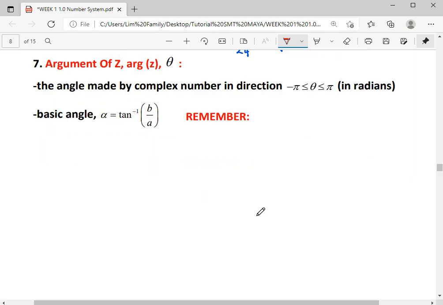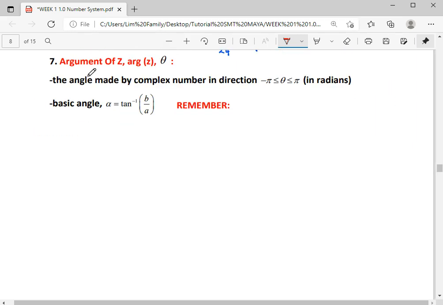Now we're going to look at angle. Before we look at the angle, you must know how they calculate their angle. The angle made by the complex number is calculated in the direction of negative pi until pi. What does negative pi until pi mean? Pi is equal to 180, but we're not using degree, we must use radian. So make sure your calculator mode must be in radian. If you're using degree, all the answers will be incorrect. So please set the calculator mode to radian first. Shift mode, tick the radian. So you can see an R up there on your calculator.